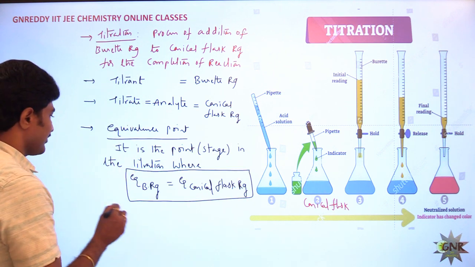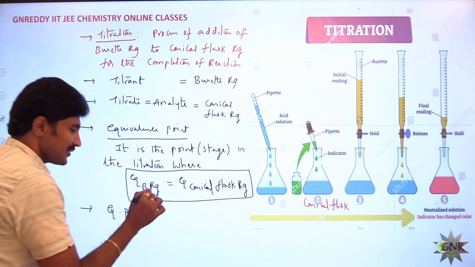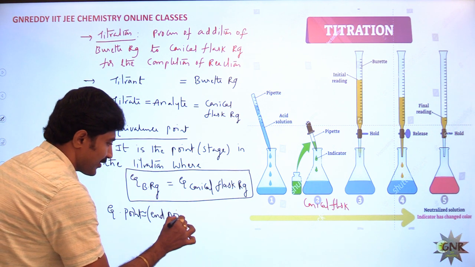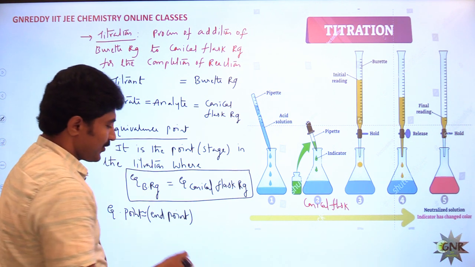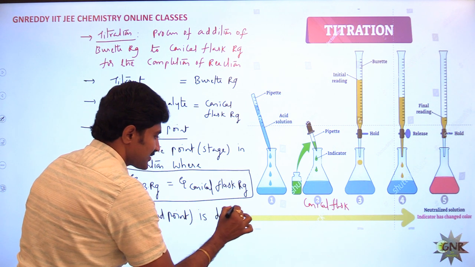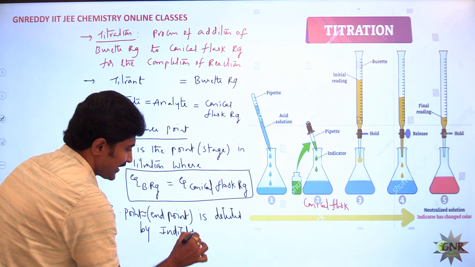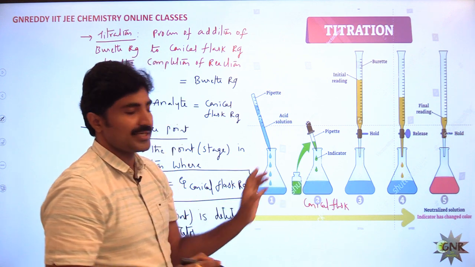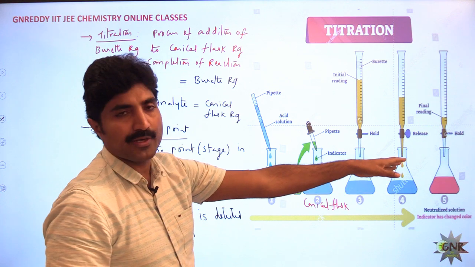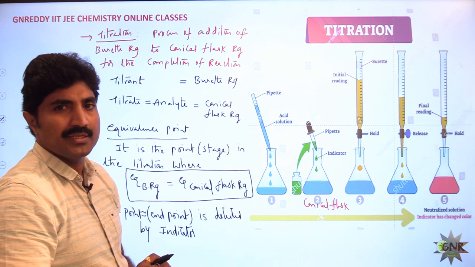How do you identify equivalence point? Equivalence point is approximately the same as the end point, that is the color change point. Color change point is detected by indicators. So what is an indicator? It is some third substance which is added to the conical flask reagent to detect the equivalence point or end point in the titration. This is the general terminology which is used in titration.